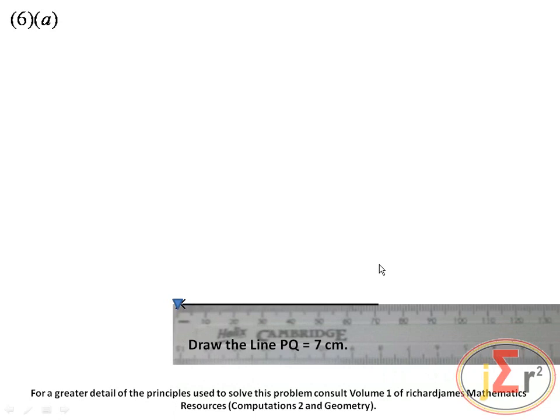Because we are constructing a rectangle, we know that we need to have a right angle right here. We are going to go through the necessary process in order to construct a right angle right here. So let's do that.